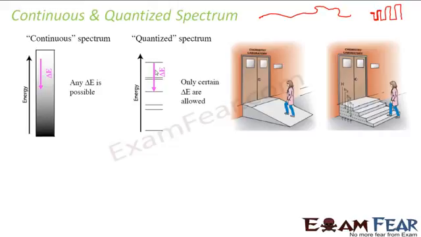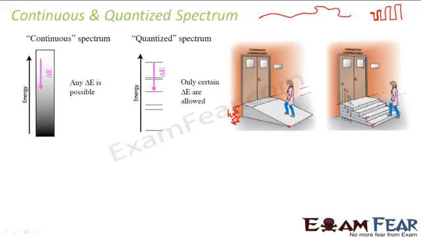So look at this example, which will make your understanding even clearer. In the first, you see that there are no stairs. It is a continuous change. I mean, the girl reaches from this point to this point. That means here also the girl travels this height h. But in this case, there are no discrete energy levels. It is changing continuously. But in this case, there are discrete levels.